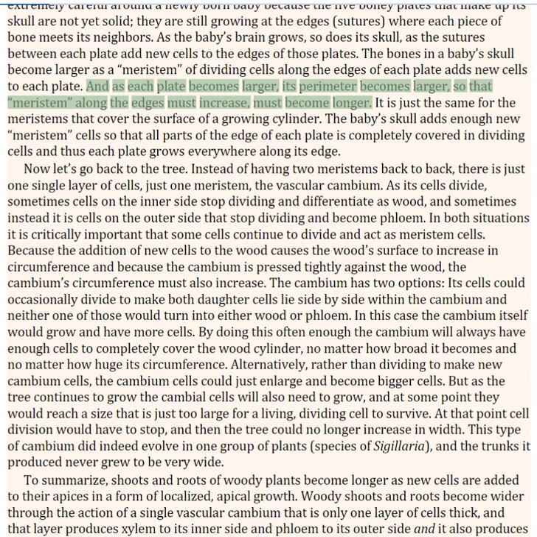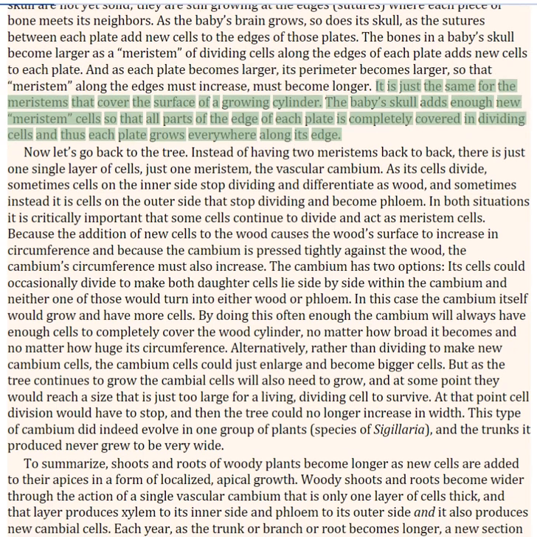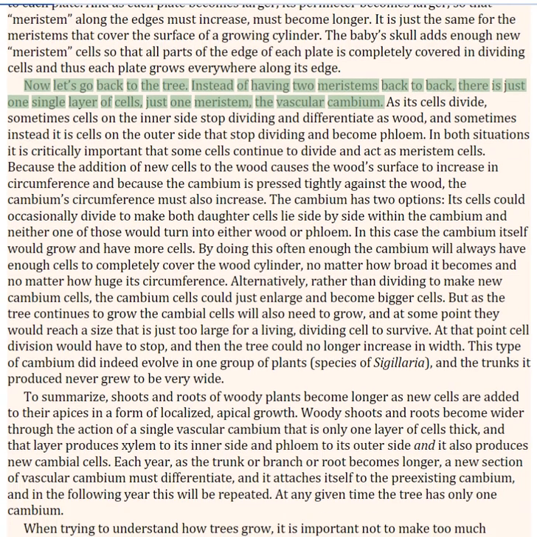And as each plate becomes larger, its perimeter becomes larger, so that meristem along the edges must increase, must become longer. It is just the same for the meristems that cover the surface of a growing cylinder. The baby's skull adds enough new meristem cells so that all parts of the edge of each plate are completely covered in dividing cells and thus each plate grows everywhere along its edge. Now let's go back to the tree.